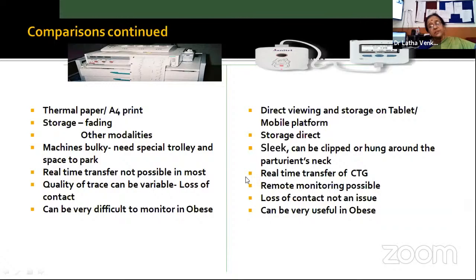Whereas here, real-time transfer of CTG is all the time, you can be viewing it whether you're sitting in your outpatient or at home, or if you wanted the lady to monitor herself at home, you're still able to see the CTG. So quality of trace can be variable, loss of contact, et cetera. But loss of contact is not an issue at all here. And whether she is in first stage, second stage, obese or thin or whatever posture, even if she is upside down and hanging by the window, or squatting on the floor, it's not a problem. It is very difficult to monitor the obese, as I said before, with the traditional CTG.